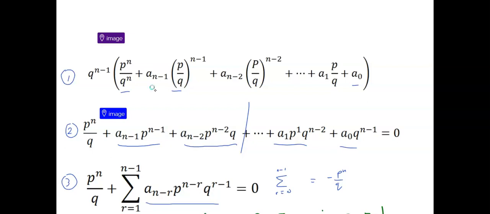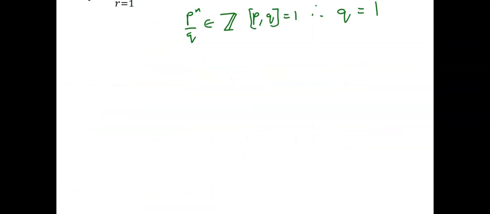In the third line I give a summary of the same result. The sum under the sigma notation is an integer, and when added to p^n/q it equals 0. 0 is an integer. The sum from r = 1 to n-1 under the sigma sign is an integer, and so p^n/q must also itself be an integer. And if p^n/q is an integer and p and q are relatively prime, then q = 1.